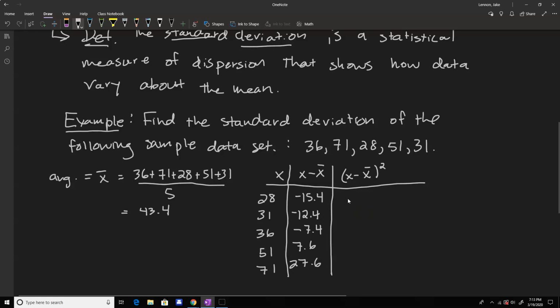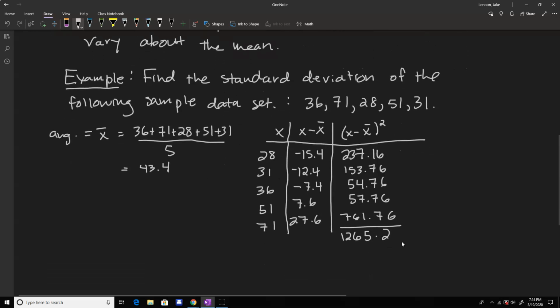So negative 15.4 squared is 237.16. 12.4 squared is 153.76. 7.4 squared is 54.76. 7.6 squared is 57.76. 27.6 squared is 761.76. So this is the column that we want to total. If you add those 5 numbers in the third column together, you get 1265.2. So that's the total of that column.